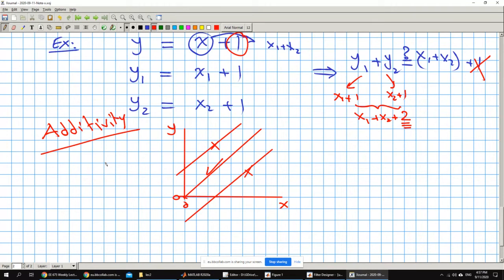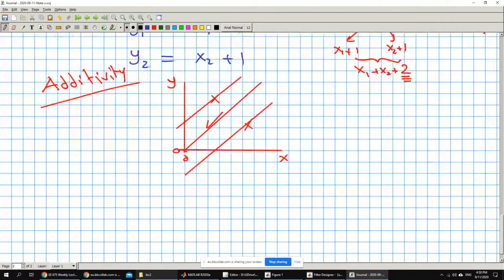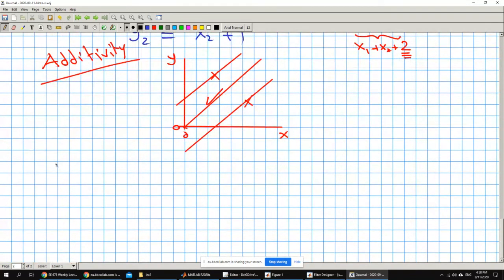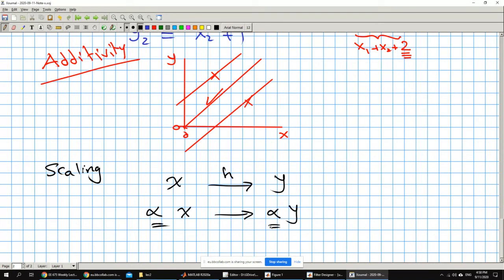The other criterion for linear systems is the scaling. Scaling means if I have X producing Y through H, then if I multiply X by alpha, it will produce alpha times Y. The same factor multiplied here is multiplied there. Okay, sorry, yes, exactly the same.